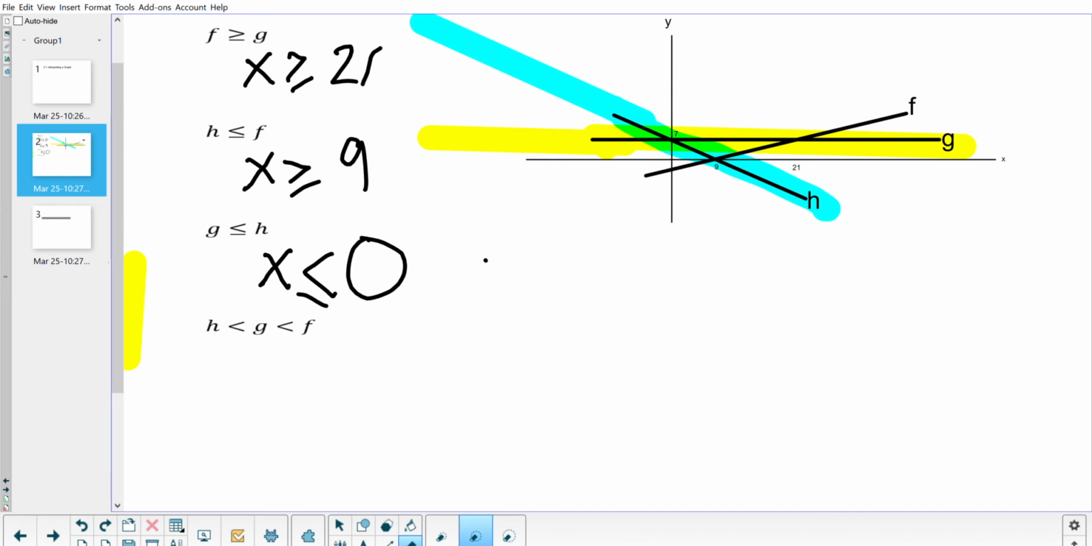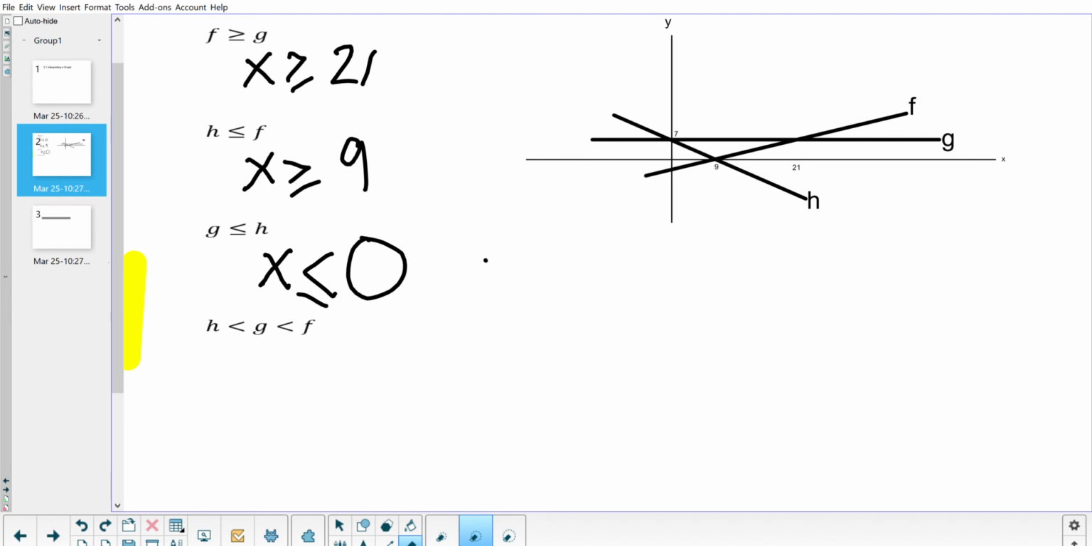Okay, last one includes all 3 of them. And it says, when is h below g below f? h is less than g is less than f, which basically means g here is going to be sandwiched in between. So you're looking for when the lowest is h, middle is g, and top is f. So when is g sandwiched between h and f, but also f has to be the highest?